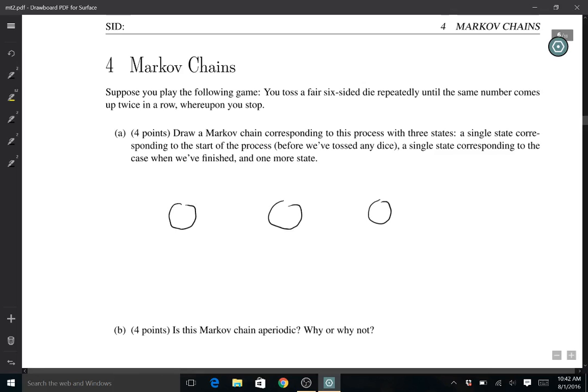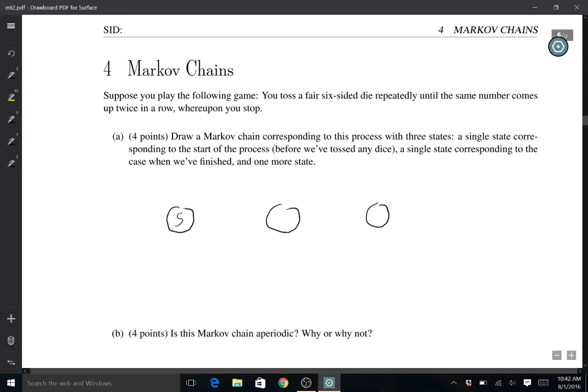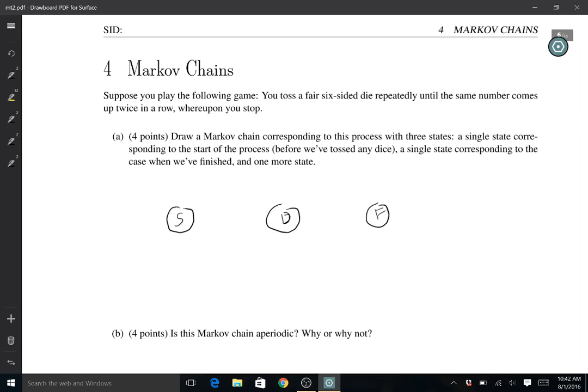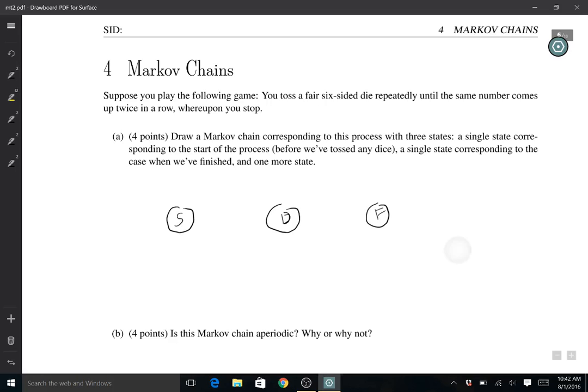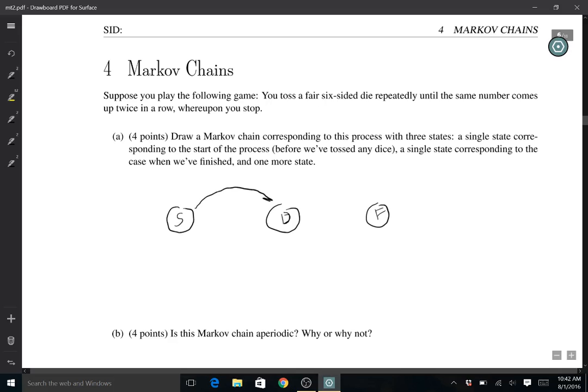And this would be the start. One more state is going to be in the middle, and I'm going to call it D. It stands for dice. And then this is a finished state. And you have to decide what the arrows will look like. So the start state is, you can view it as your first roll of the die. And so there will be an arrow going here.